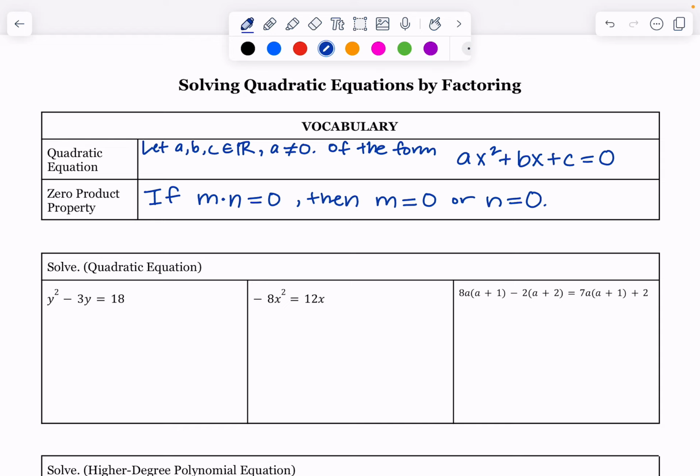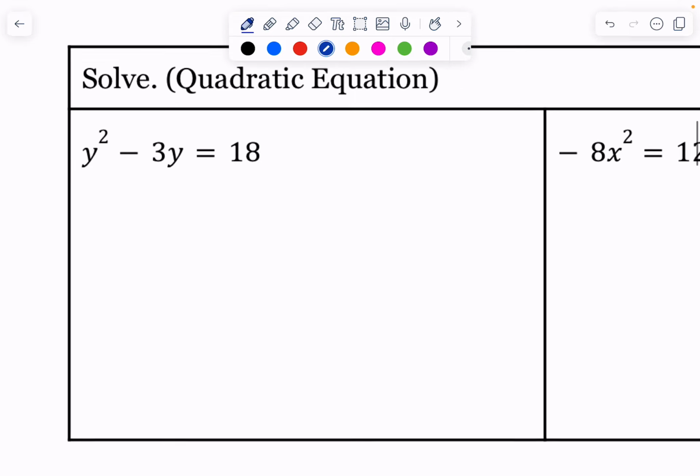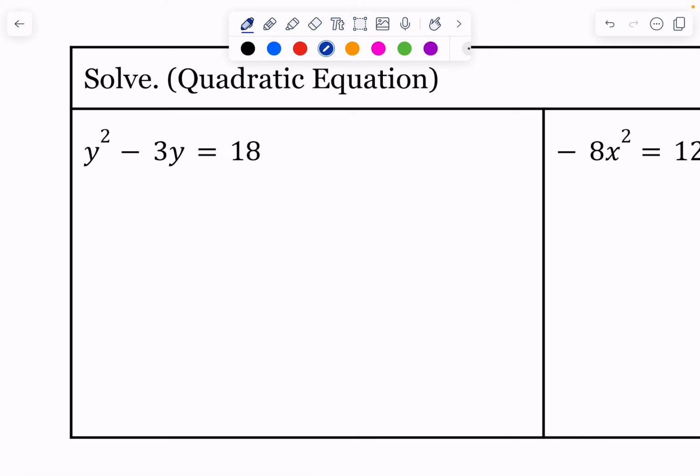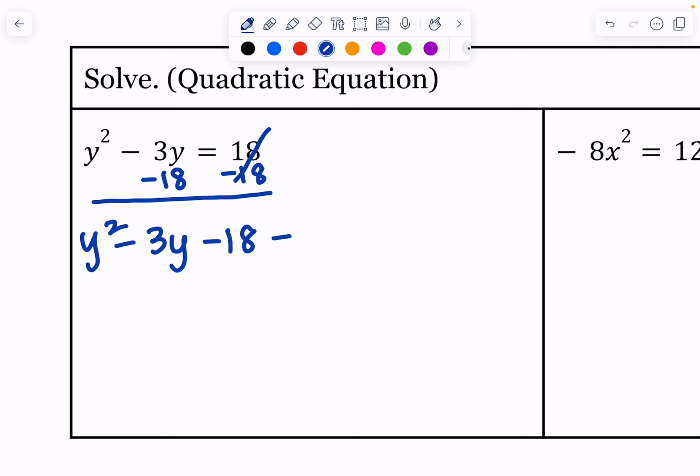Great, we are going to solve the following quadratic equations by factoring. If you do not know how to factor, we probably need to review that, and I'll make separate videos for that. Okay, so for this first one, we have y squared minus 3y equals 18. We need to move the 18 to the left side. We have y squared minus 3y minus 18 equals 0. And we need to factor this.